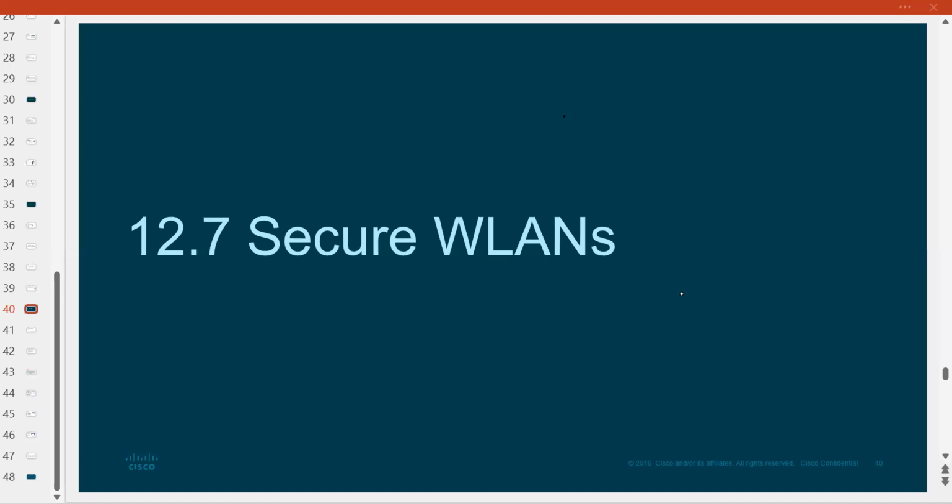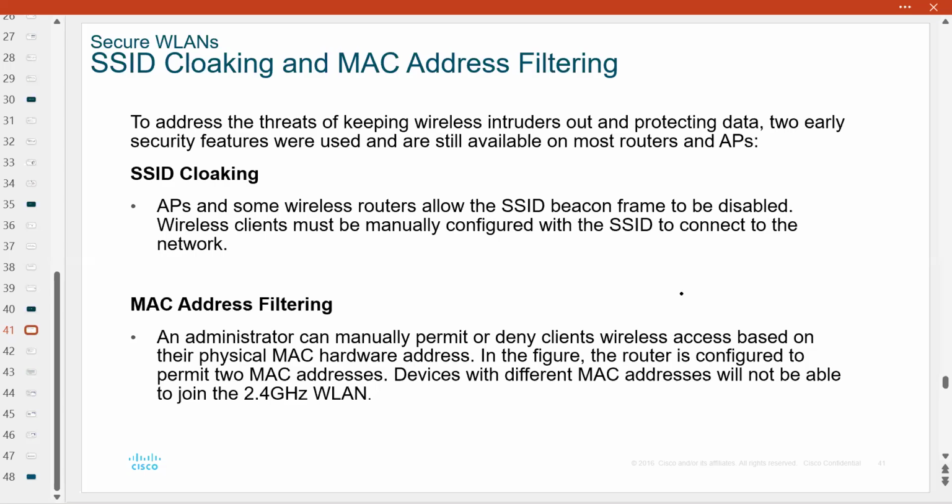Okay, so we've defined a couple of threats in wireless networks. Now we look at ways of securing our networks against those threats. 12.7, securing wireless local area networks.